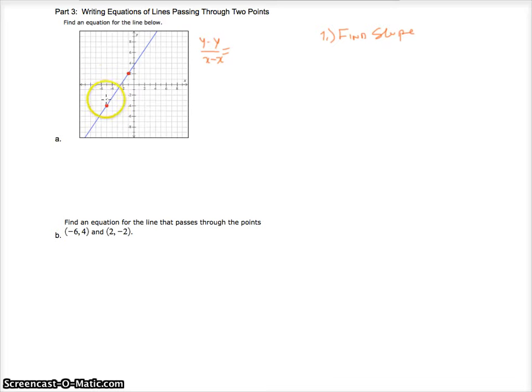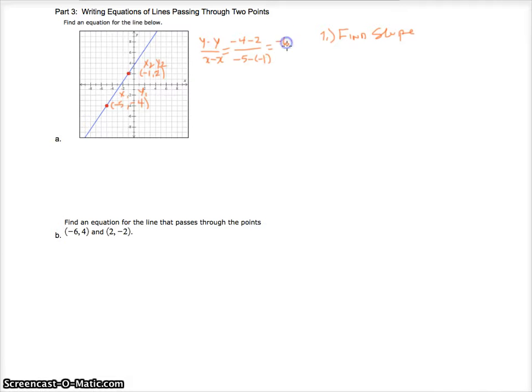So here I'm going to have my first pair, it's negative 5 comma negative 4, excuse me. And my next ordered pair is negative 1 comma 2. We'll make this x1 and y1, and this is x2 and y2. So I'll have negative 4 minus 2 over negative 5 minus negative 1.